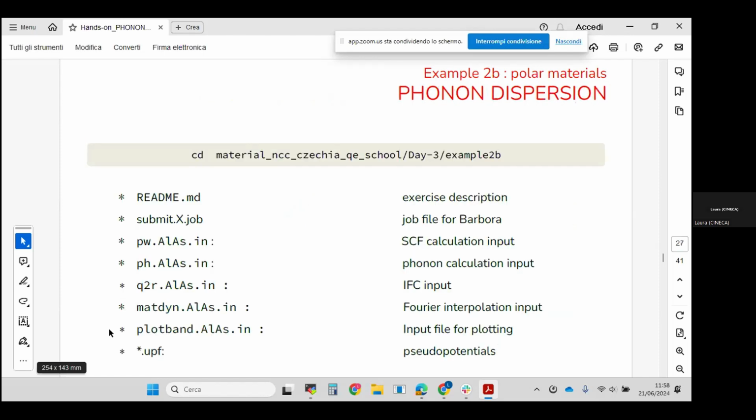Okay, so this example is very similar to the previous one. I will just recap how to compute phonon dispersion for polar material, and then you can decide which exercise you want to do, or you can do both, as you wish. The example for phonon dispersion in polar material can be found inside this directory.